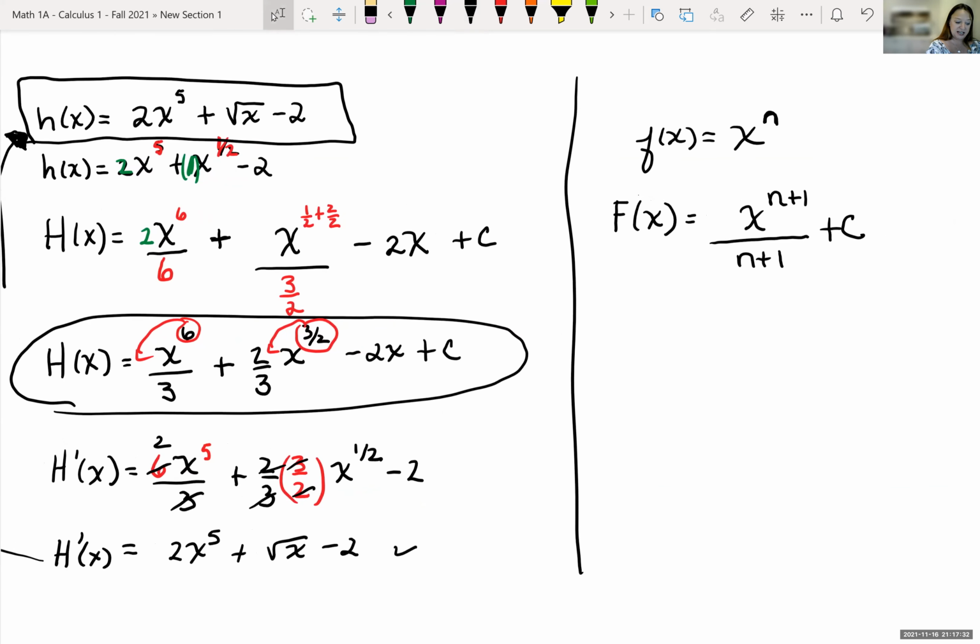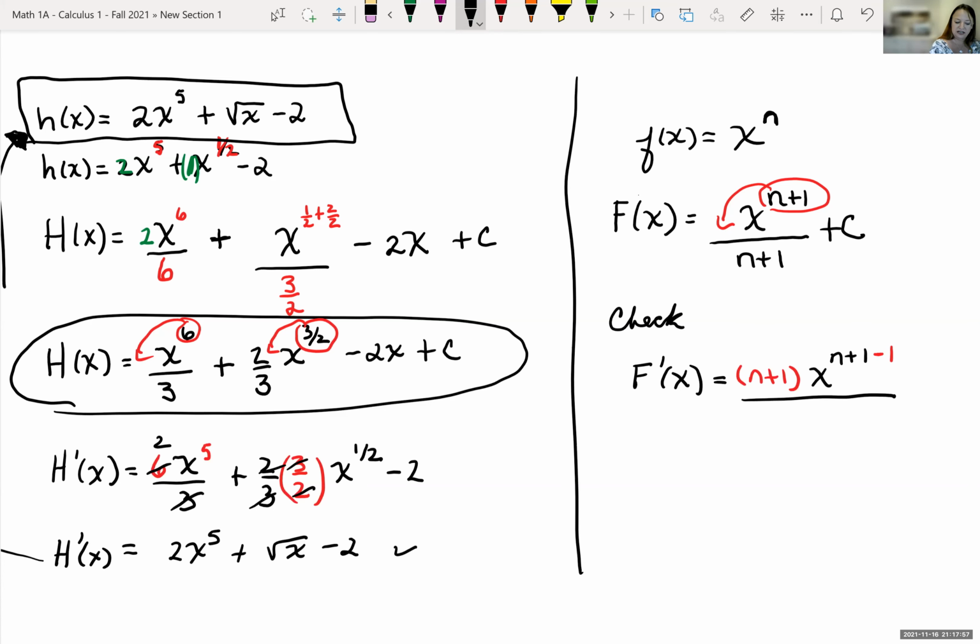So again, if we check this, we take the derivative of the antiderivative. That tells me to bring my exponent down front, which is n plus 1, x to the n plus 1, subtract 1 from my exponent when I'm taking the derivative, and then all over this n plus 1. And the derivative of a constant again is 0.